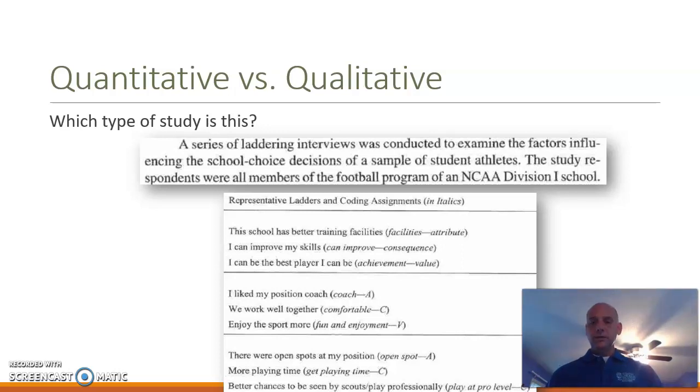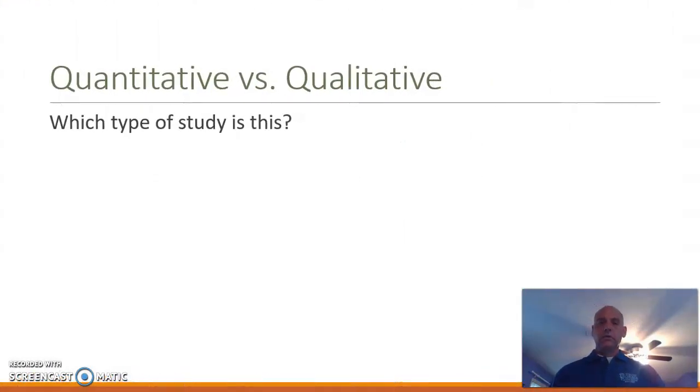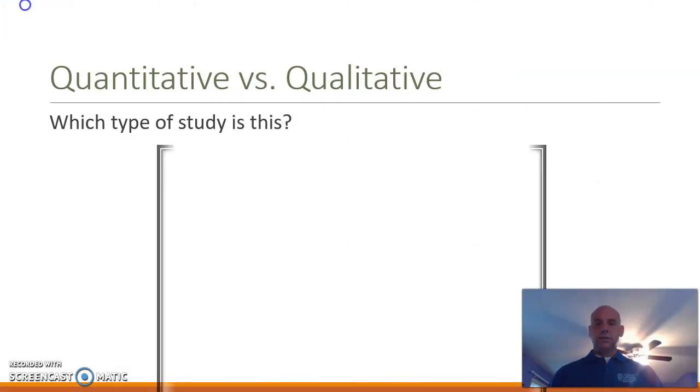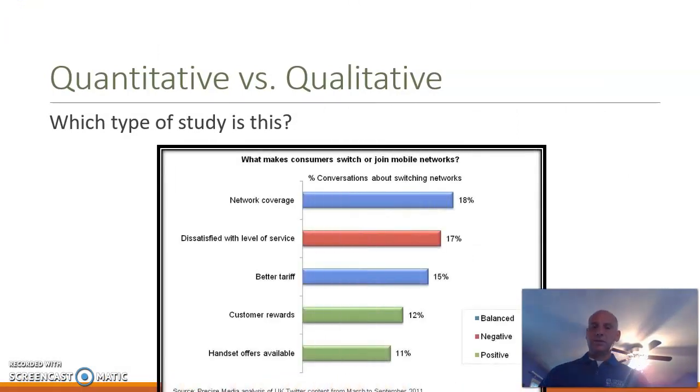The second one here is, which type of study is this? This one says, what makes consumers switch or join mobile networks? And you can see network coverage 18%, dissatisfied with level of service 17%, better tariff 15%. So what's happening? Well, they're taking those words, making them into percentages, and so you're looking at more of a quantitative study. We're looking at numbers.